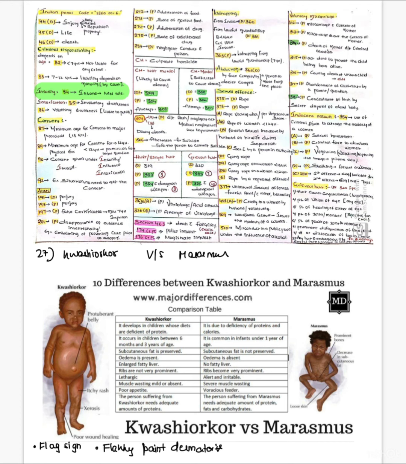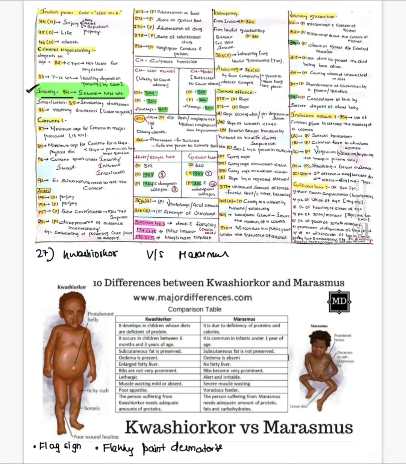So this is a summary table explaining all the IPC, guys. Let's see whether this question was there or not. Insanity, that is section 84 IPC, the M'Naghten rule, known as McNaughton's rule. So let's have a look at IPC also today, guys. Let's finish it for you.